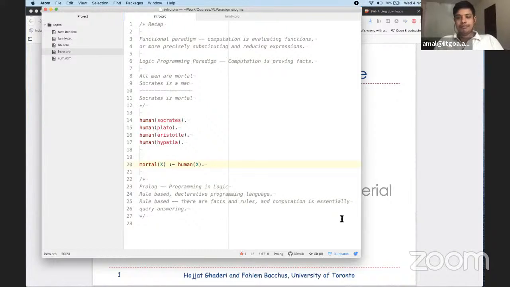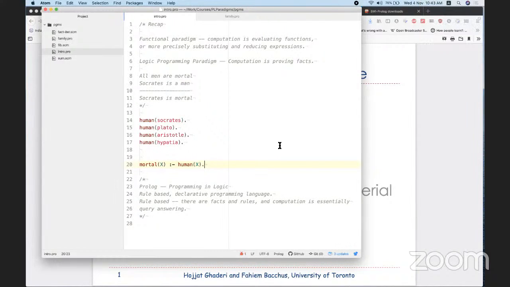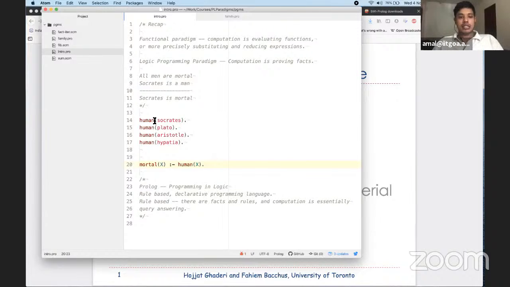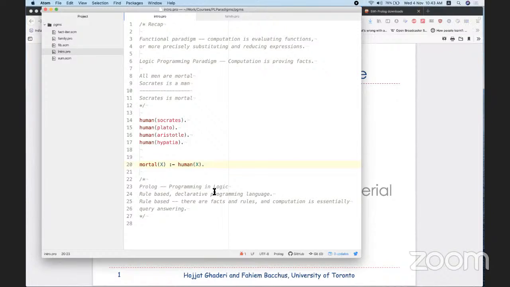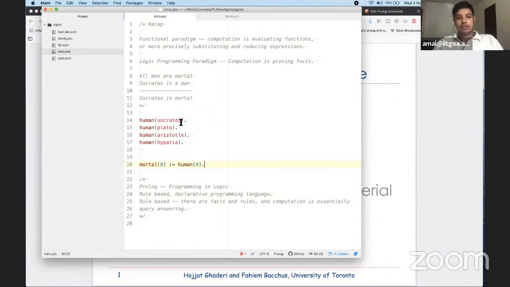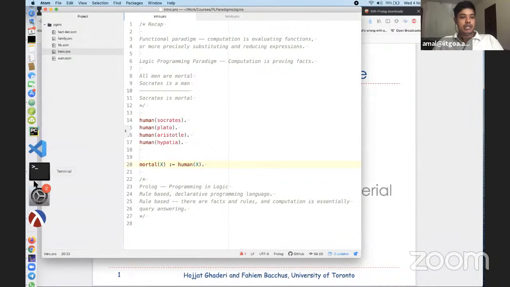Hello? You managed? Some of us got it installed. Okay, can you try this example? Just open a file and type in human of Socrates dot and this rule, and whatever I have done. Once you get this example, we can move forward.